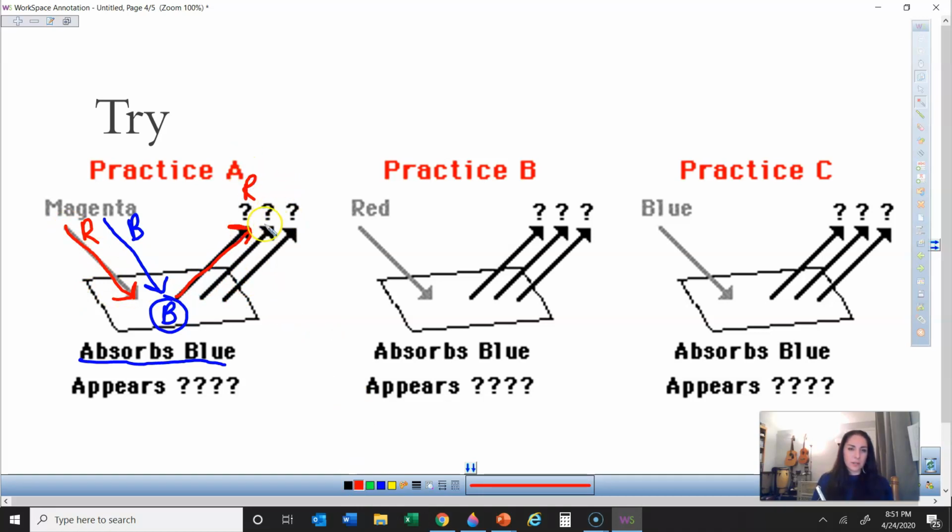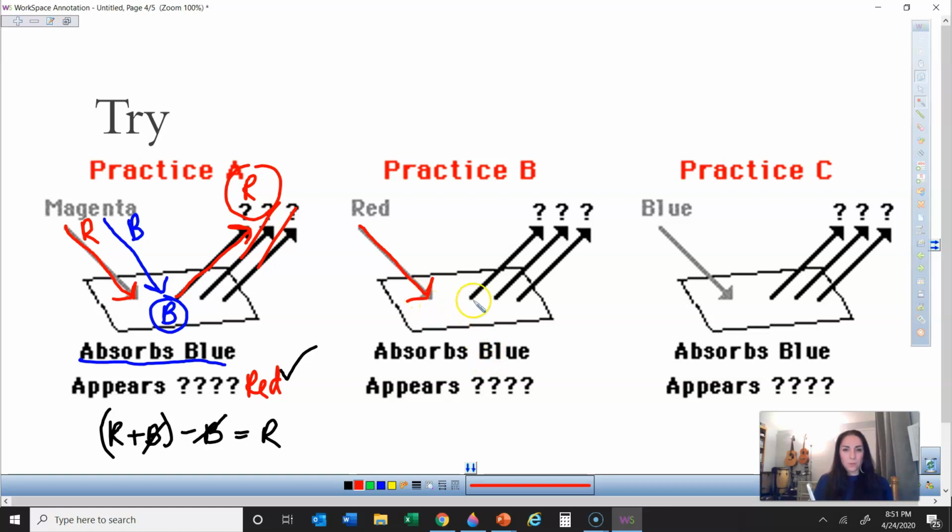Now, of course, these are just placeholders. It doesn't mean there's three. So the answer is red. I could also do the addition way. So red plus blue minus blue. If I do that, the blues cancel and I'm left with red. So it checks out. Red in. Simple enough. Absorbs blue. Well, there's no blue to be absorbed. So red doesn't absorb red.